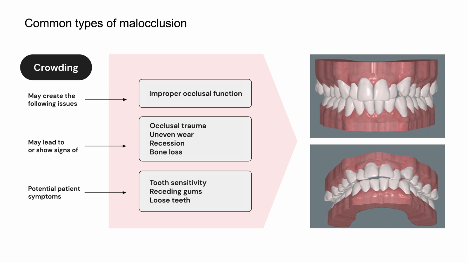Well, to start with, an improper ability to chew, right? Bad occlusal function. And that will show up by wear on teeth in certain areas, recession, bone loss, things that are breaking down throughout the mouth. And it leads to the symptoms of sensitivity to hot and cold, rough edges, right? Teeth that actually can become loose and gums that recede, all associated with the crowding, which is going to be one of the most common.